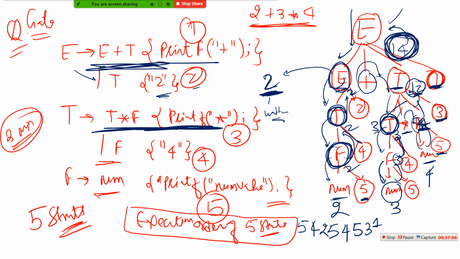So how many executions are there? 1, 2, 3, 4, 5, 6, 7, 8. 8 executions are there. Whatever value we are getting, we are saying that it is the execution. So the execution order of statements is 5, 4, 2, 5, 4, 5, 3, 1. It is the execution order of the statements, and the value of this is 14.